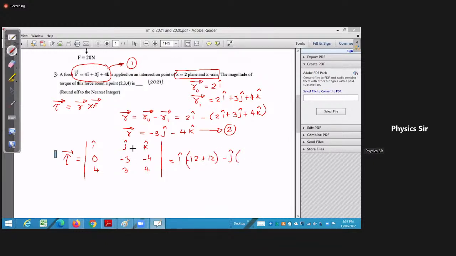Minus j cap: 4 into 0, this will be 0, and 4 into 4, this will be 16, so plus 16. Plus k cap: 3 into 0 is 0, and 4 into 3 is 12, this becomes a plus 12. So this torque can be written as 12 minus 12 is 0, so this is 0 minus 16 j cap plus 12 k cap, which can be written as minus 16 j cap plus 12 k cap.